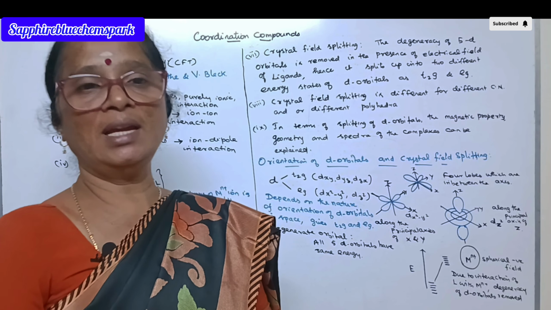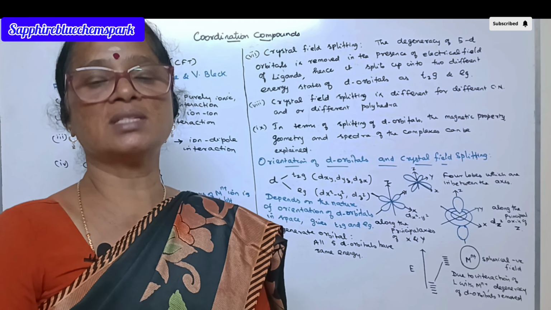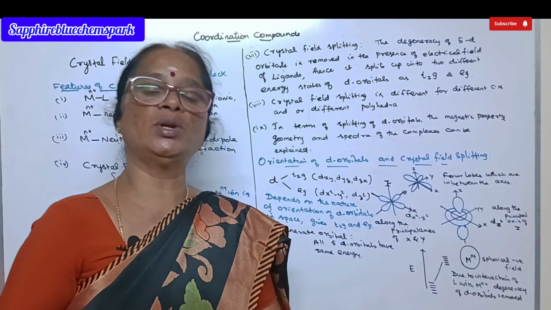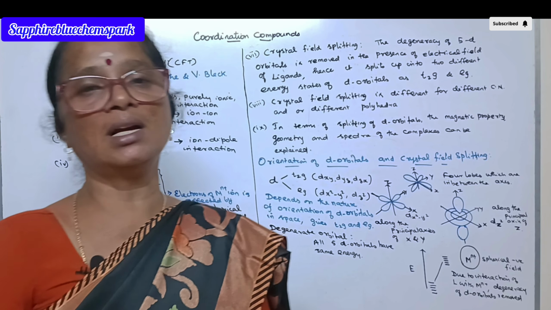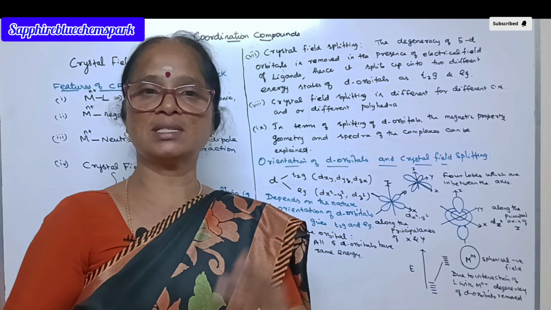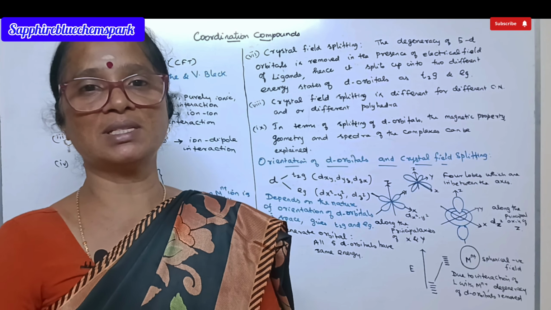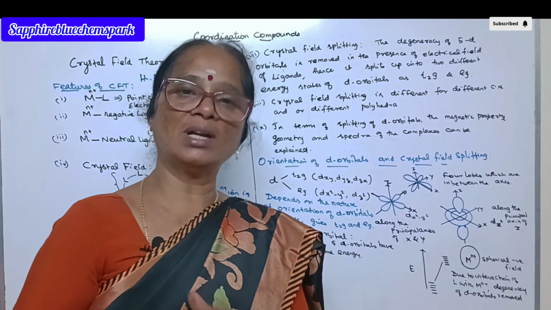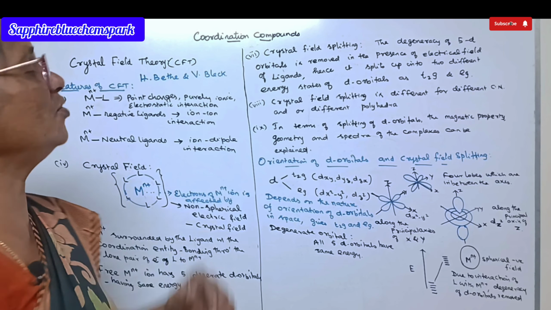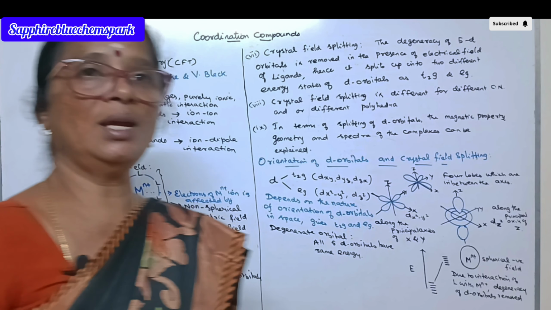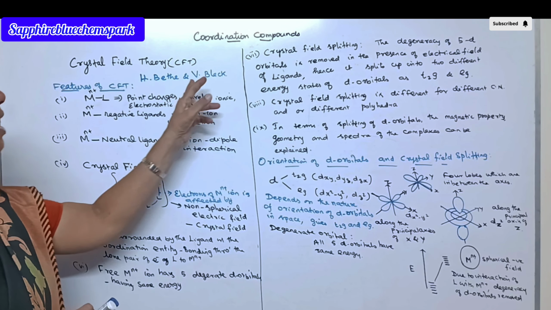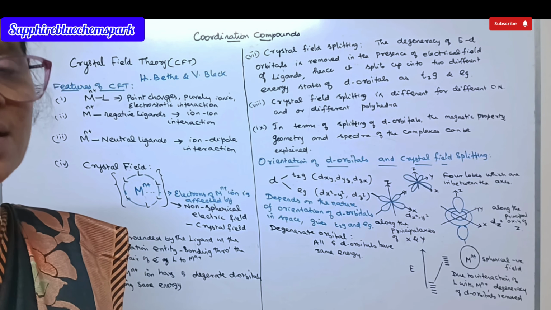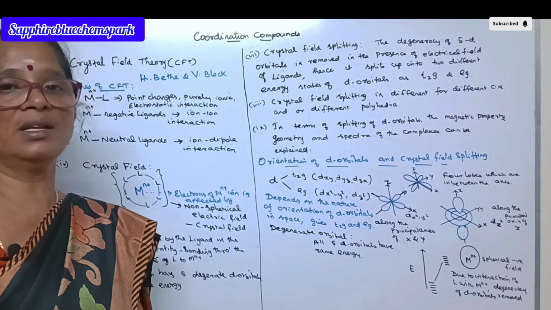Valence bond theory, we said, made most of its points as assumptions, and that theory was unable to explain the strength of the ligand, color of the complexes, magnetic property of the complexes, etc. Those drawbacks of VB theory can be sorted out by crystal field theory. This theory was put forward by H. Bethe and B. Bleck. So let us find what the important features of crystal field theory are.